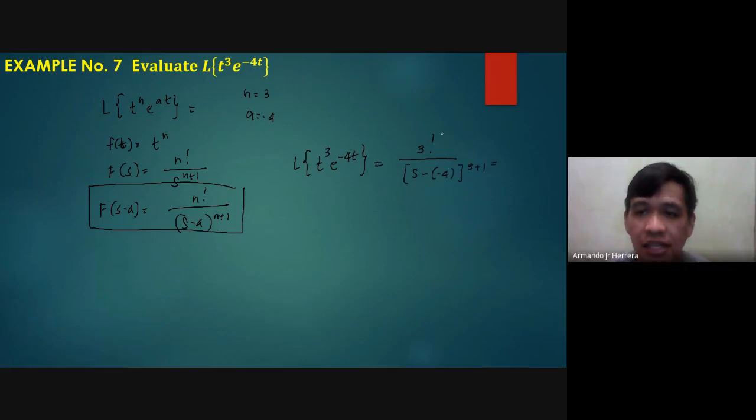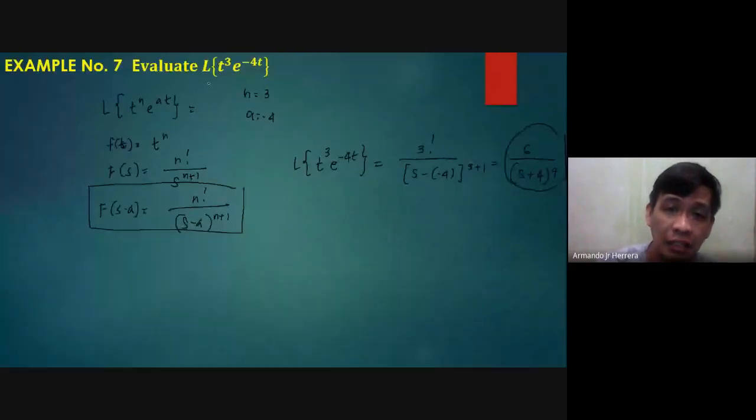So that gives us 3 factorial. That's 3 times 2 times 1, which is 6, over s plus 4 to the fourth power. So that gives us the answer for the Laplace transform of t cubed e to the minus 4t. But we can verify that answer using derivative of transforms.